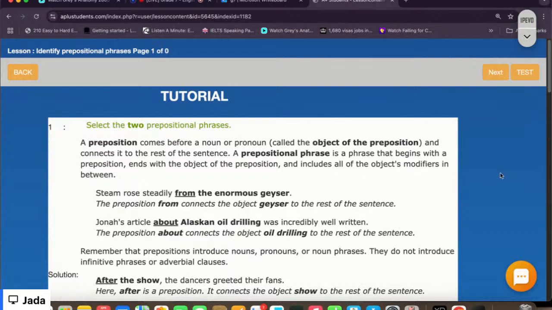All right, so a preposition comes before a noun or pronoun, called the object of the preposition, and connects it to the rest of the sentence. That is what we call a preposition. Now, a prepositional phrase is a phrase that begins with a preposition and ends with the object of the preposition, and includes all of the object's modifiers in between. So that's a prepositional phrase.